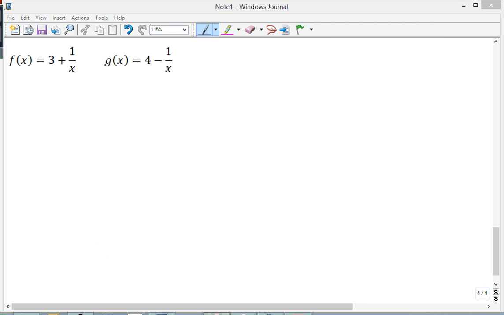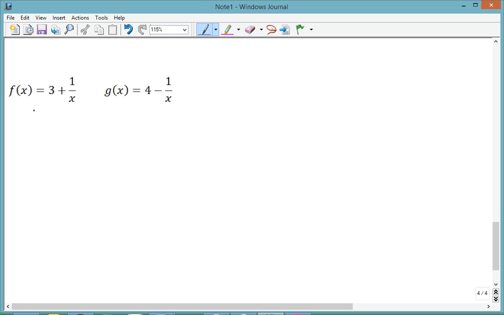Alright, now let's look at these two functions. f of x is 3 plus 1 over x, and g of x is 4 minus 1 over x. The domain of both of them is everything except for 0. Right? So if we combined that domain, it would still just be everything except for 0, because that's the intersection, it takes it all into account.